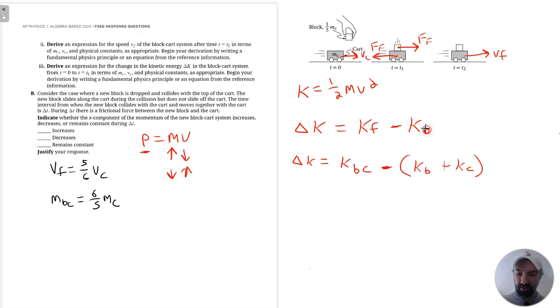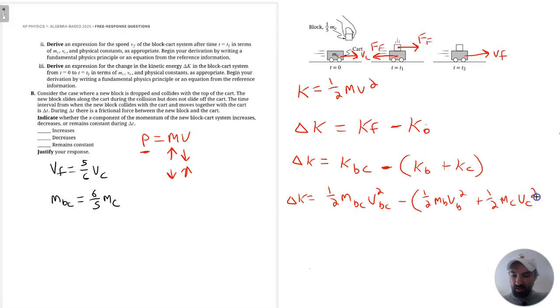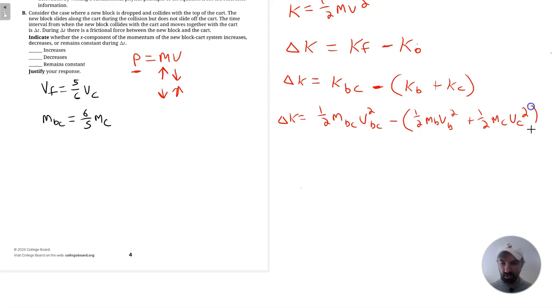And I'm sorry, this is AP Physics, so that should be a little not. All we have to do now is plug in. The change in kinetic energy is going to be equal to 1/2 mass block cart velocity block cart squared minus 1/2 mass block velocity block squared plus 1/2 mass cart velocity cart squared. And we're just going to plug in to solve. You know, this is starting to look like a lot, but stick with me.